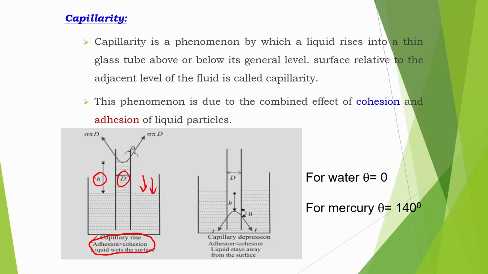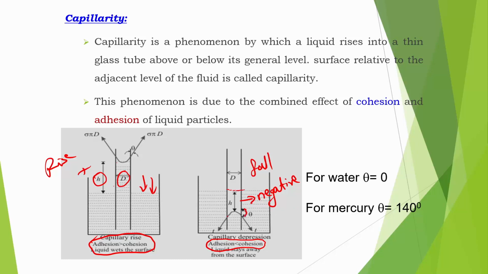Whereas in the case of mercury, your adhesion is less than cohesion in terms of glass. We are taking it with respect to glass. So when the cohesion is higher than the adhesion, the water level will not even come to the same level as the outside. This is called capillary fall. So your H is negative here. So you have a positive H and a negative H. If the H is positive, it is called capillary rise. If the H is negative, then it is called capillary fall.